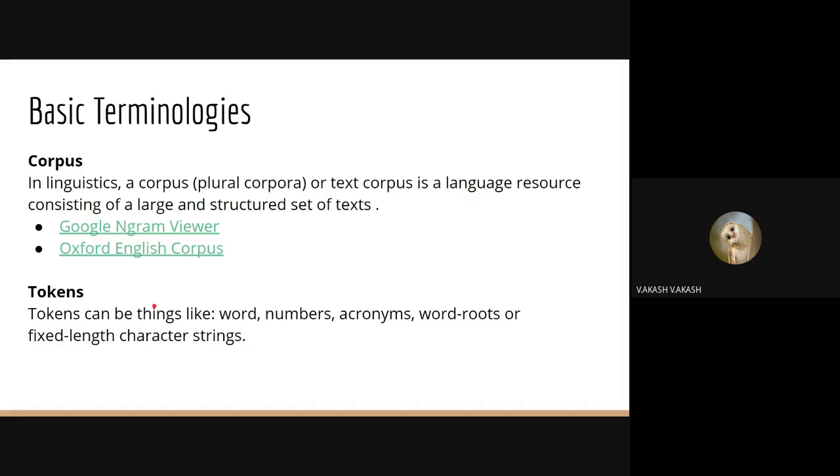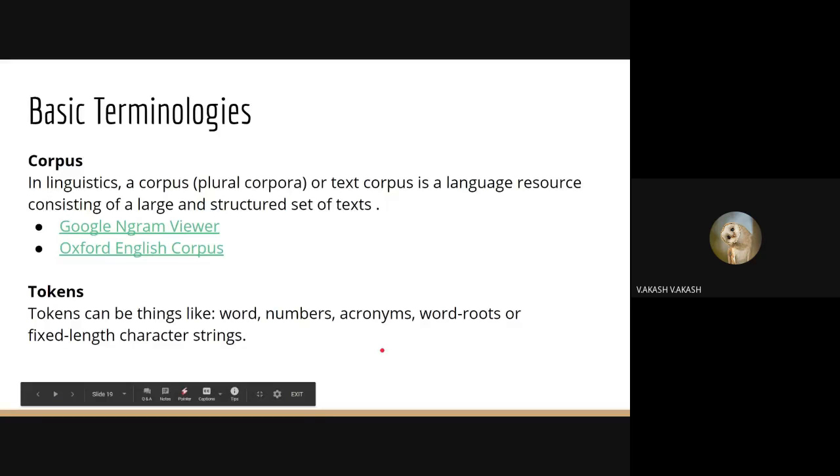Now, what is a token? A token can be anything which is between two spaces or between a space and a punctuation mark, which can be words or numbers, acronyms, word roots, any string of characters between two spaces or a space and a punctuation mark. So if you take "this is a token," "this" is a token, "is" is a token, and so on.